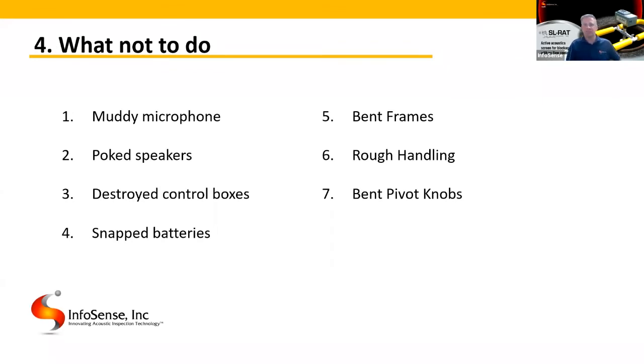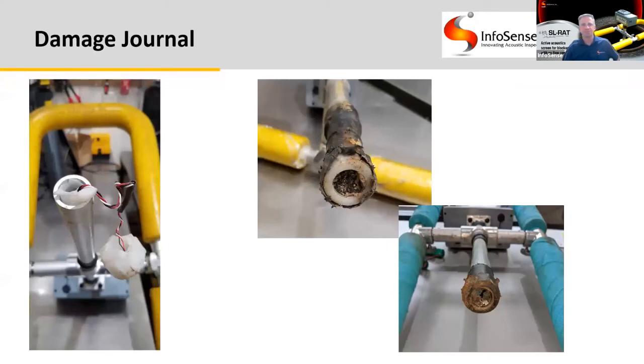The following are some examples of what can happen with improper care of your SL-RAT. The picture on the left was a microphone that had been broken by setting it down repeatedly using the microphone arm as a leg. The two smaller pictures on the right are microphones that can't hear anything because they have so much mud caked up inside them.